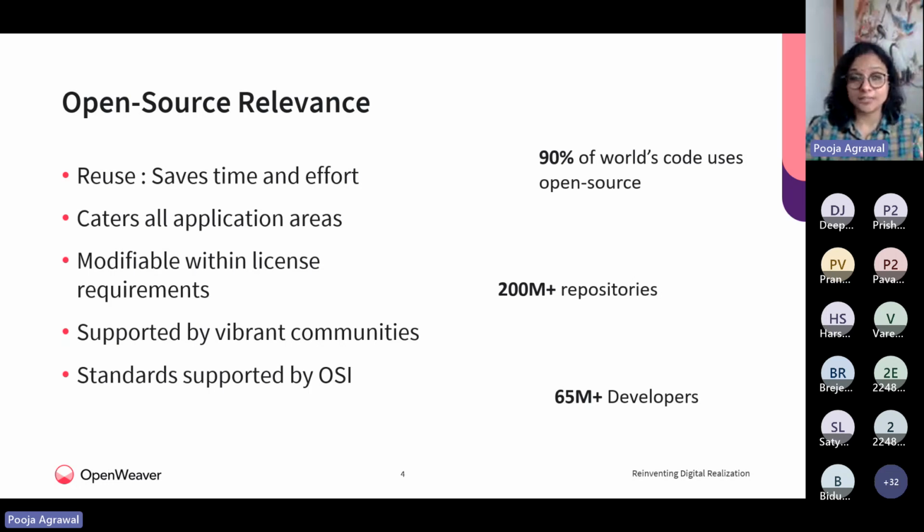And because anything that you use in open source is supported by a vibrant community of individuals, you are able to get quick resolutions to your problems when you get stuck while working around these tools. It is supported by OSI. Also, the interesting fact is that 90% of the world's code actually uses open source. You can go ahead and check out so many repositories and code sets that are available on GitHub, nearly more than 200 million. And we have 65 million developers who are contributing every now and then.